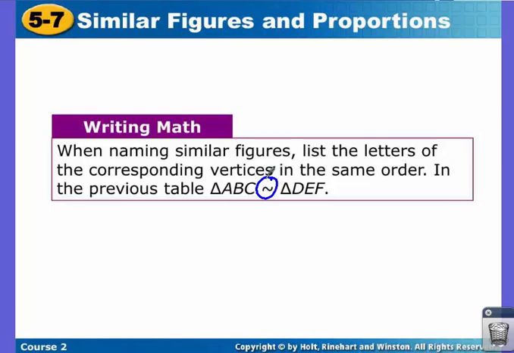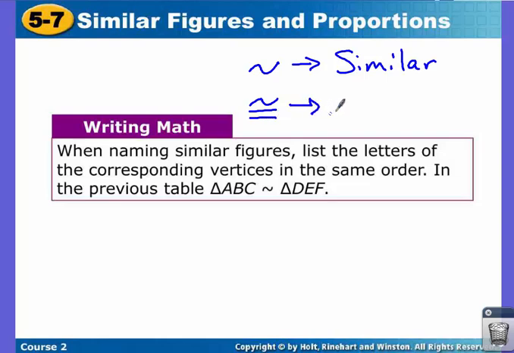Now we need to talk about this little symbol right here in the middle. This little symbol is a squiggle. Well, what it stands for is similar. So anytime you see that little squiggle, and when it's by itself, we would read this as triangle ABC is similar to triangle DEF. Now there is one other symbol that has the squiggle on it, and that's the squiggle with an equals. And that one means congruent. Okay? But if it just has a single squiggle, that means that they are similar, which means they meet those conditions that we talked about a few moments ago.